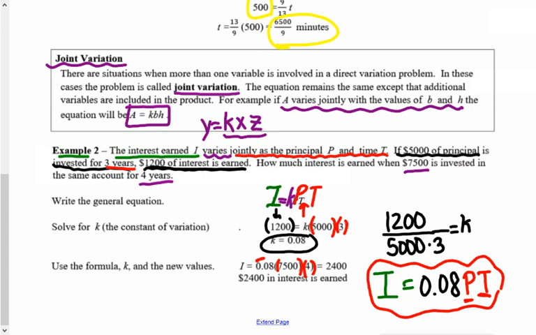And I can just put this straight into my calculator. 0.08 times 7,500 times 4, and the answer I get is 2,400. So that was the interest. I want to give units with all my real life answers. Those were dollars, and $2,400 in interest is earned.